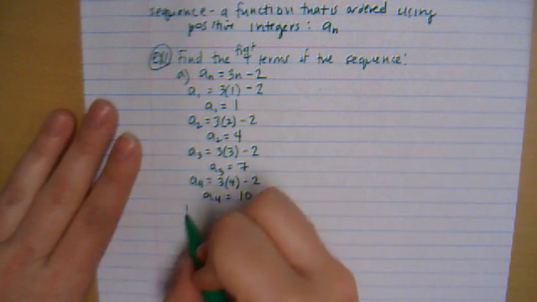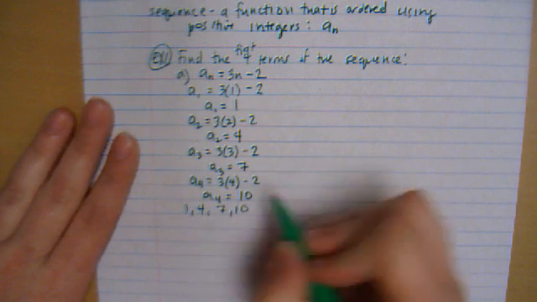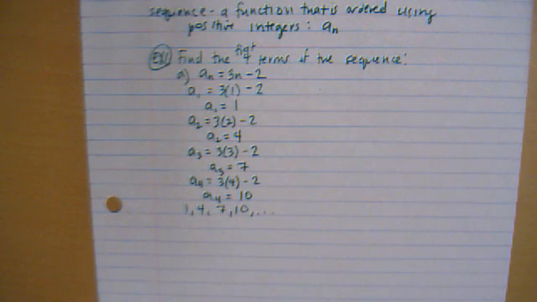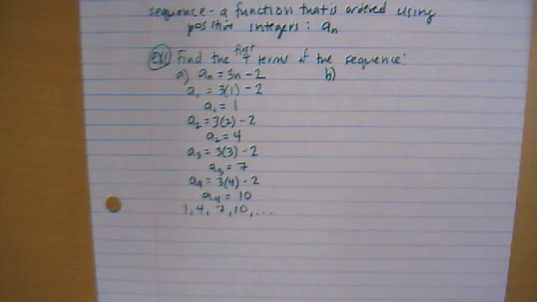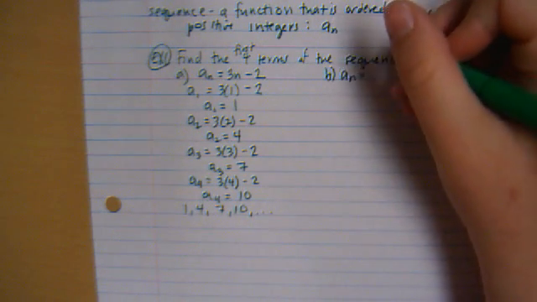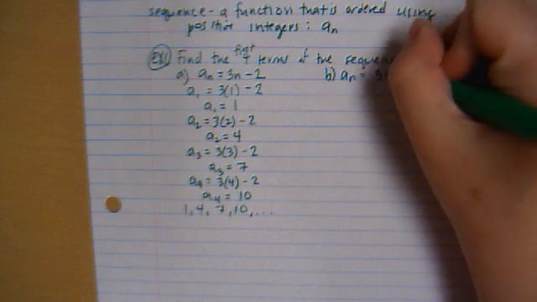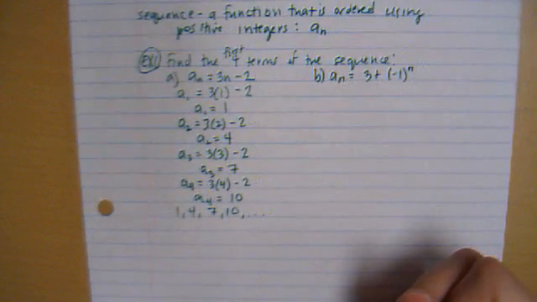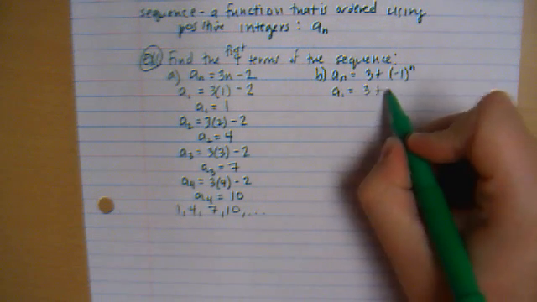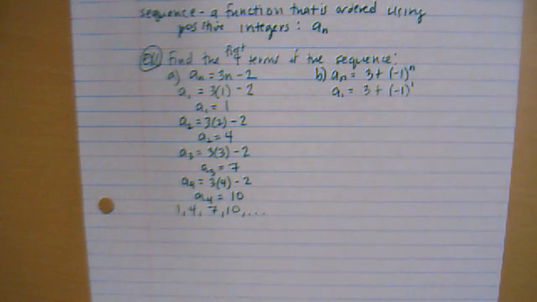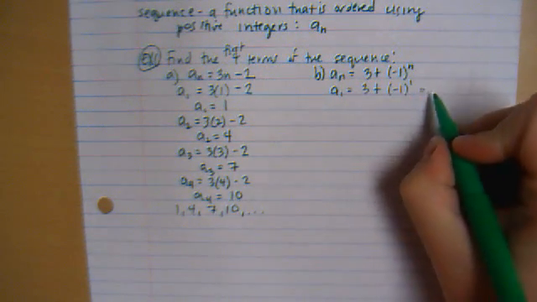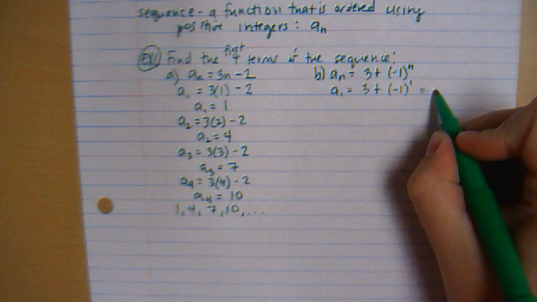Okay, if you want, write it out so that it's easier for you to see them when you are writing an answer. It'll keep going, but we just want the first 4 terms. Okay, B would be if I had the sequence a sub n equals 3 plus negative 1 to the n. Same thing: I'm going to have a1 equals 3 plus negative 1 to the 1. Well, negative 1 to the 1 is just negative 1. So this is 3 plus negative 1, so that'd be 2.